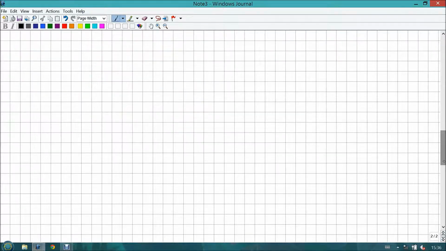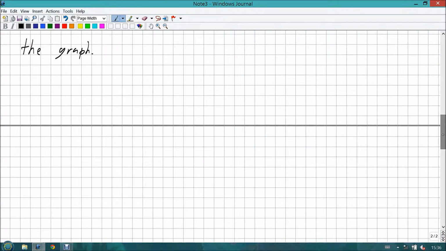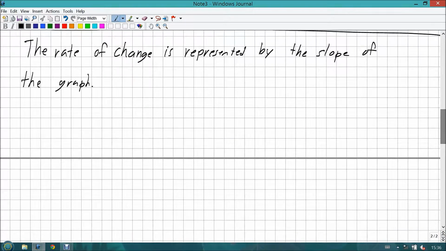So when we're looking at a graph, its slope will tell us the rate of change. For an example, let's say that we have a little graph right here, and let's say we start at the origin and we go something like this. Then when we look at this line, the slope is what kind of an angle it forms, or how steep it is, which we say is rise over run.